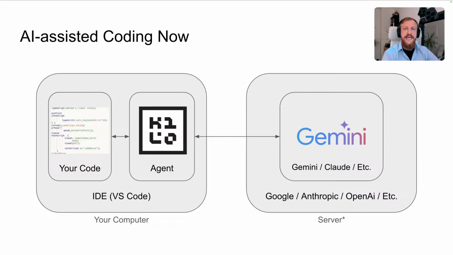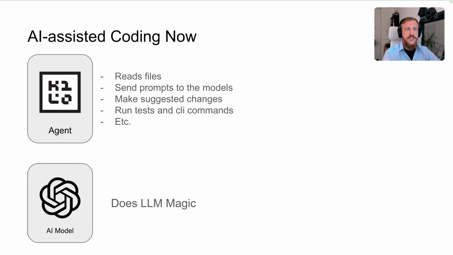And you don't communicate with models directly anymore, but you communicate with the agent, and the agent works with your code and with models. So what does the agent do? It reads files, makes suggested changes, sends prompts to the models, runs tests, and many other things. So it does all the local work on your machine. And then the AI model, there is a logo of ChatGPT, but actually that's of course completely optional. You can work with any other model, which does the LLM magic.